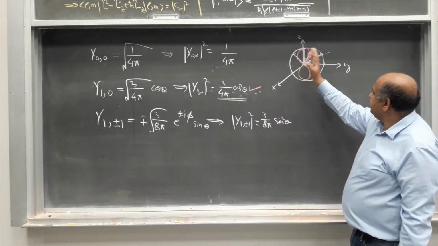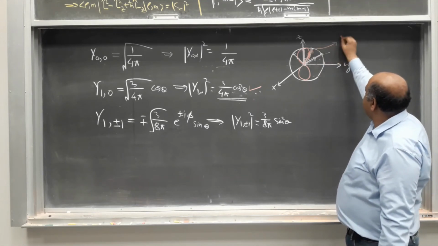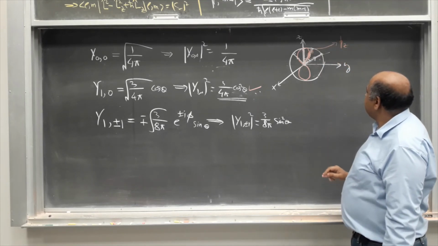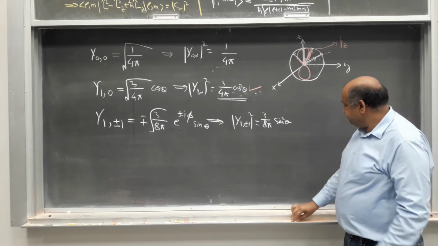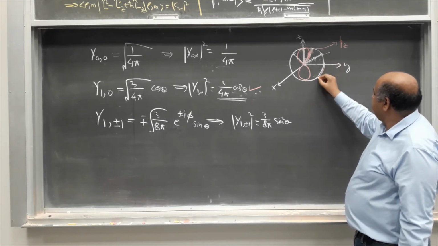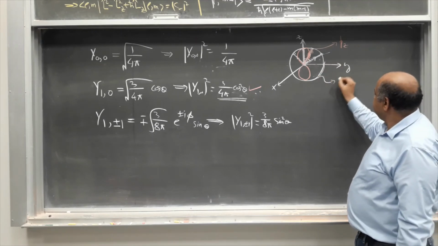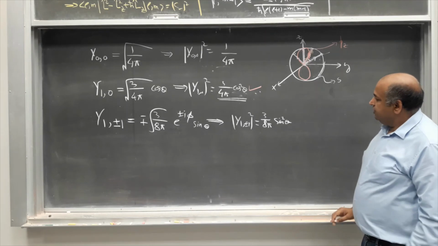Since this is like a distribution along the z-axis, this is also sometimes called the pz orbital, and this spherically symmetric orbital, with equal probability of finding the particle in any direction, is the s orbital.